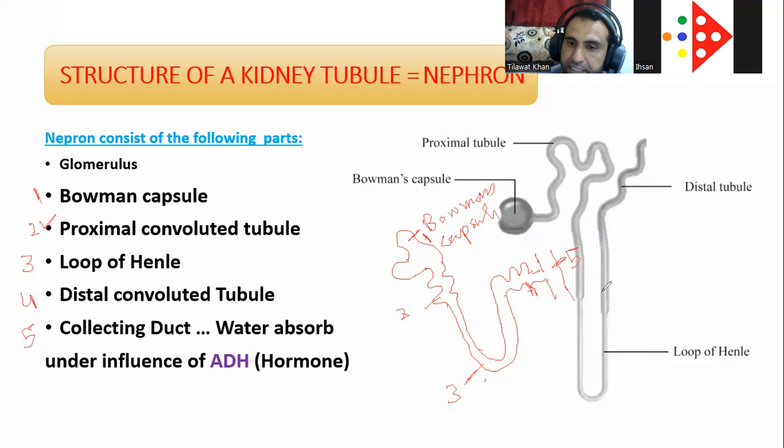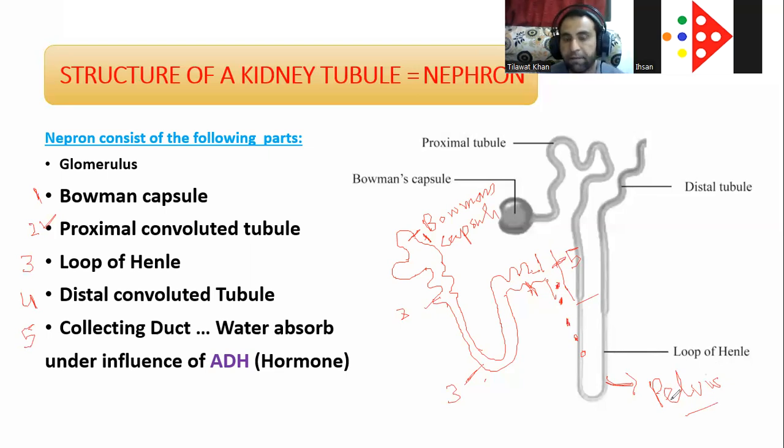This collecting duct is attached with different other nephrons. So all the urine will come to collecting duct, right? And from collecting duct, urine will go to where? To pelvis. And from pelvis, urine will go to urethra, and then urinary bladder, and then urethra, and after that you will excrete it out.